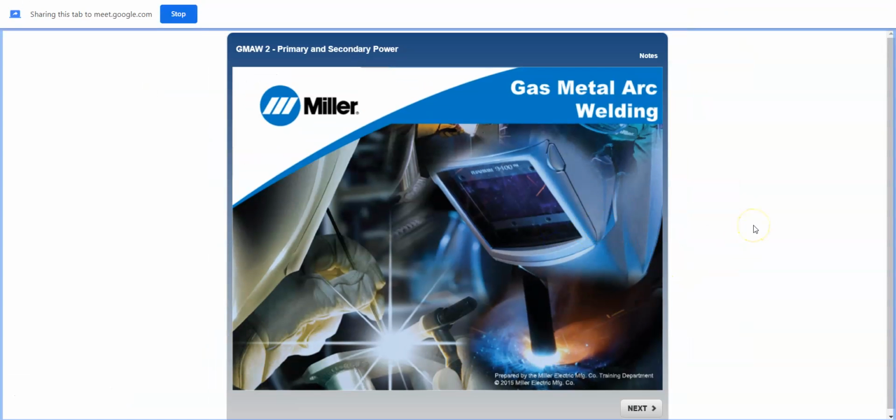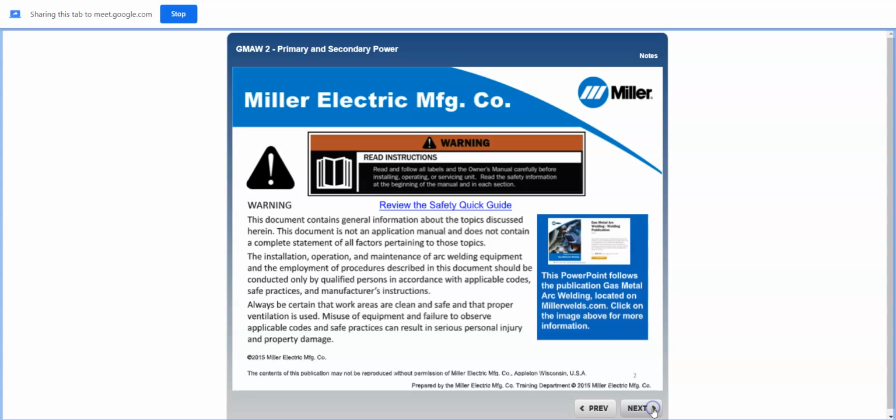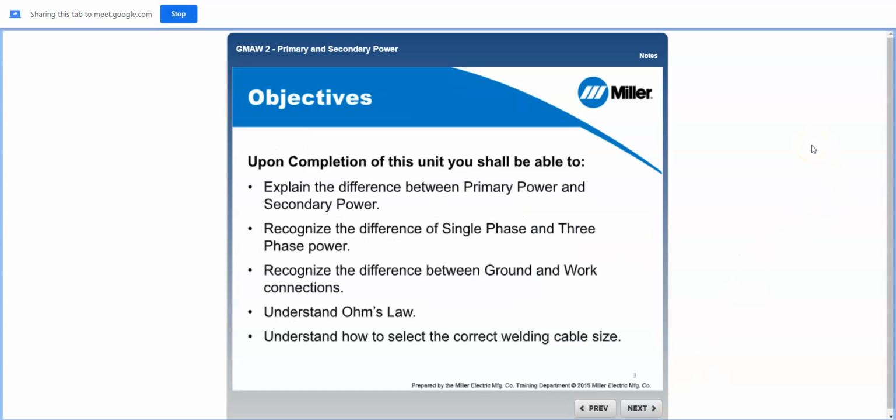All right. So GMAW2, primary and secondary power in relation to gas metal arc welding. Upon completion of this unit, we shall be able to explain the difference between primary power and secondary power, recognize the difference of single-phase and three-phase power, recognize the difference between ground and work connections, understand Ohm's law, and understand how to select the correct welding cable size.